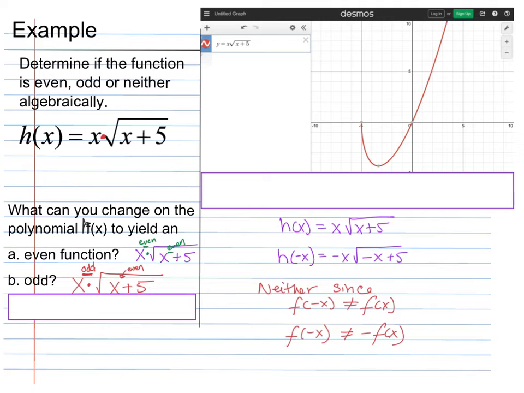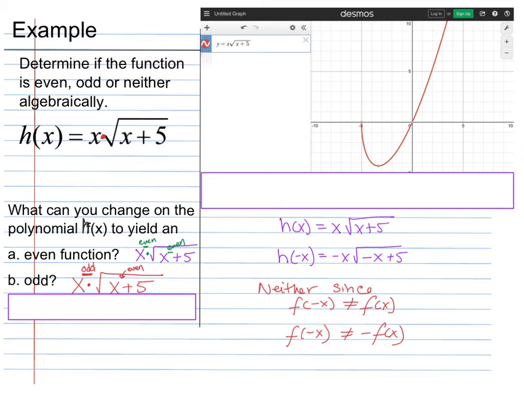For this problem, we graphed it, and if you could see, we got this curve, and visually, graphically, you can really tell that it's not reflected over the x-axis or the y-axis. So there's no reflection. That means it's neither.